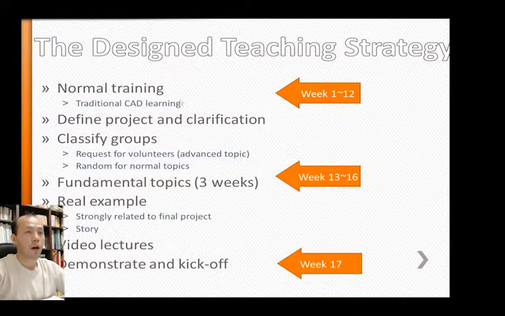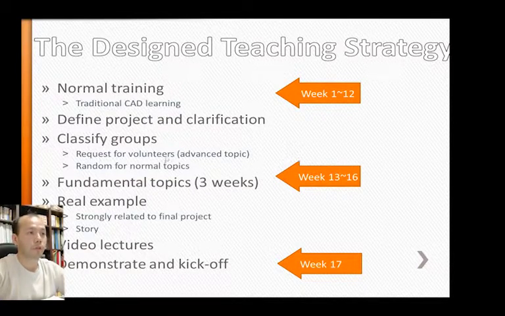In the first 12 weeks, we have the normal training. Okay, so this is the traditional CAD learning stage. In the second stage, we notify all the students that we have a project at the end of this semester, and we need to form groups. Which students join which groups is free, but assigning different topics is random, for equality.